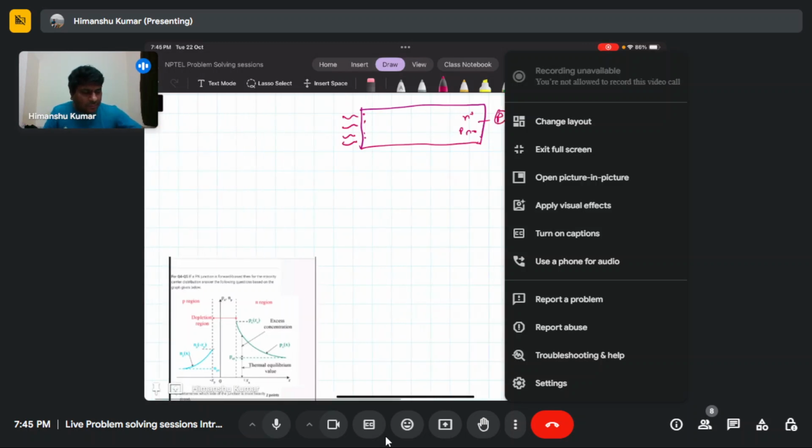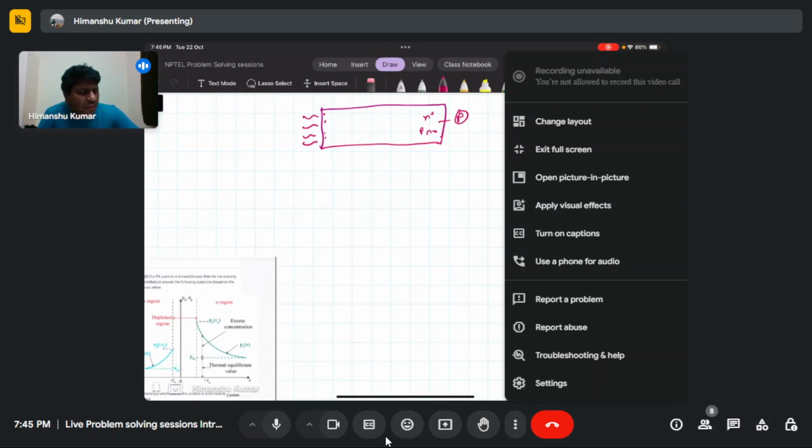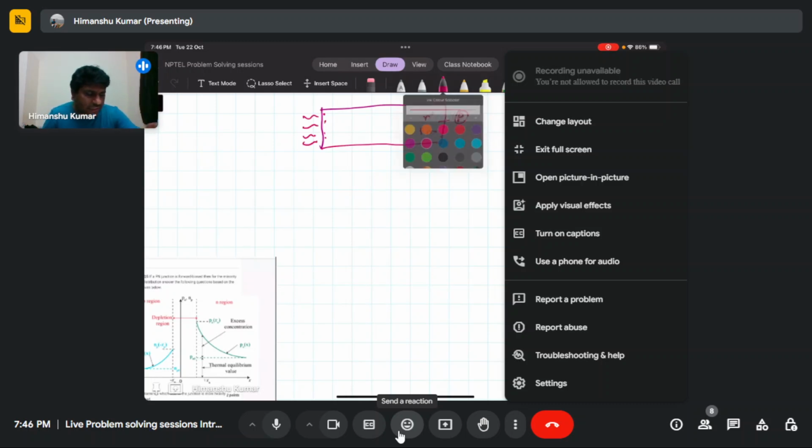At equilibrium, there will be a very high number of electrons because it's an n-type semiconductor, and a very low number of holes. If you do doping of 10 power 15, there will be around 10 power 15 electrons. The number of holes will be ni square by Nd, which is 10 power 20 divided by 10 power 15, equals 10 power 5. So 10 power 5 holes versus 10 power 15 electrons: a 10 order of magnitude difference in concentration.